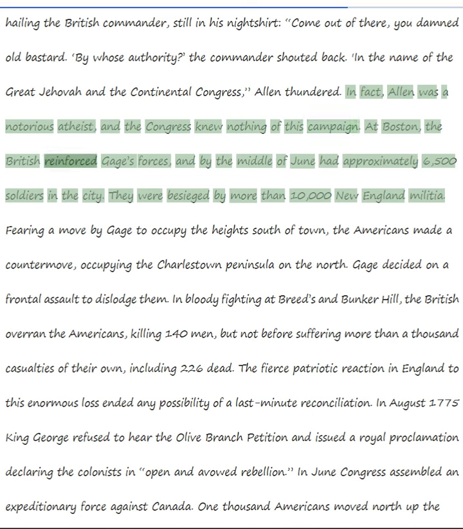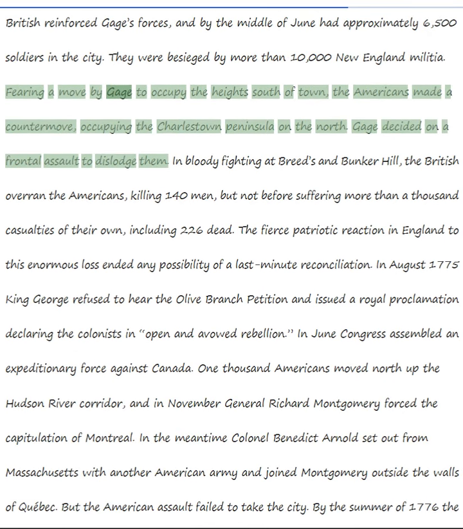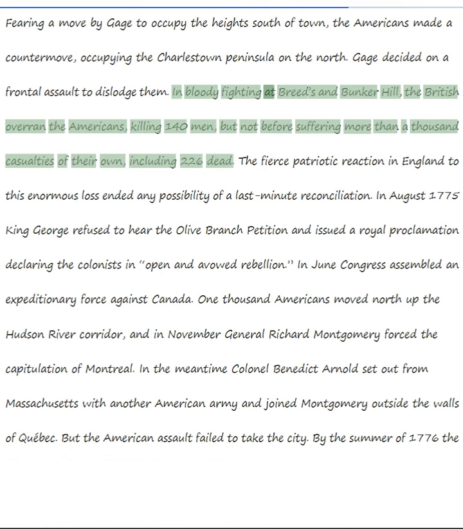At Boston, the British reinforced Gage's forces, and by the middle of June had approximately 6,500 soldiers in the city. They were besieged by more than 10,000 New England militia. Fearing a move by Gage to occupy the heights south of town, the Americans made a countermove, occupying the Charlestown Peninsula on the north. Gage decided on a frontal assault to dislodge them. In bloody fighting at Breed's and Bunker Hill, the British overran the Americans, killing 140 men, but not before suffering more than 1,000 casualties of their own, including 226 dead.